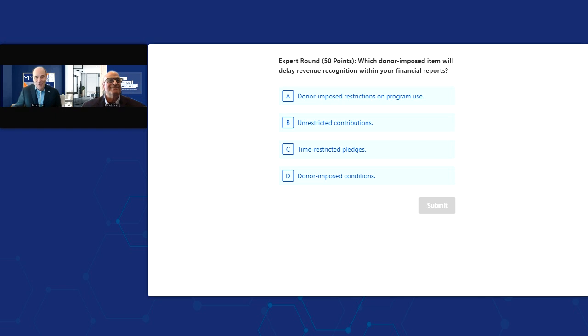All right, our first 50-point question. Which donor-imposed item will delay revenue recognition within your financial reports? Is it A, donor-imposed restrictions on program use, B, unrestricted contributions, C, time-restricted contributions, or D, donor-imposed conditions? Which one is going to delay the revenue recognition? All right. Definitely, you look at these responses, it's going to trigger a lot of things related to revenue recognition, but only one of these is going to delay the recognition.